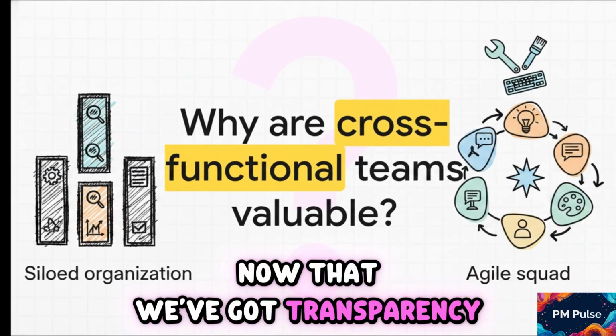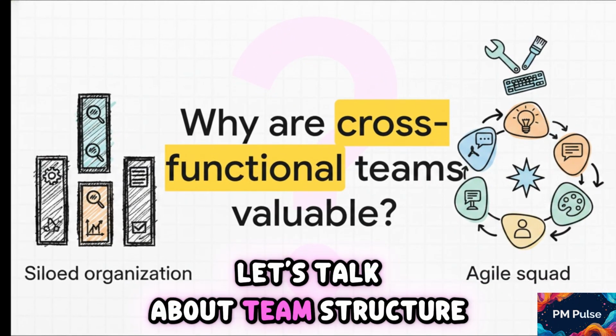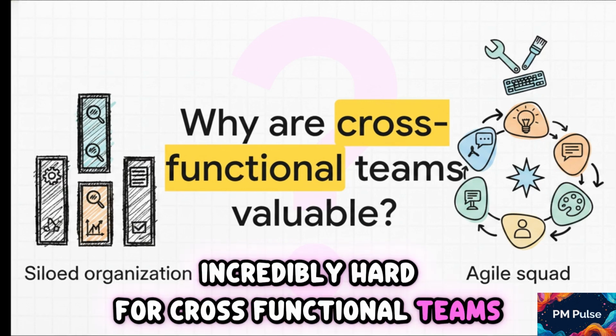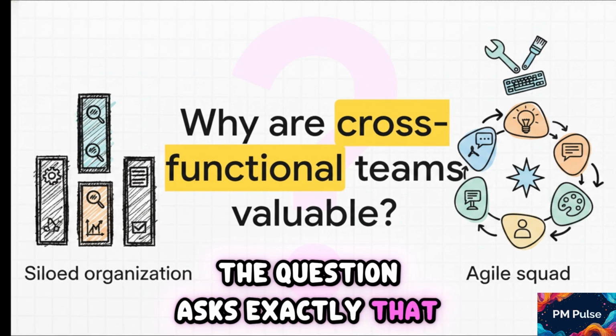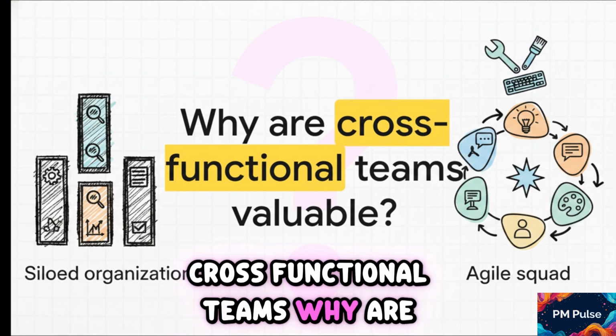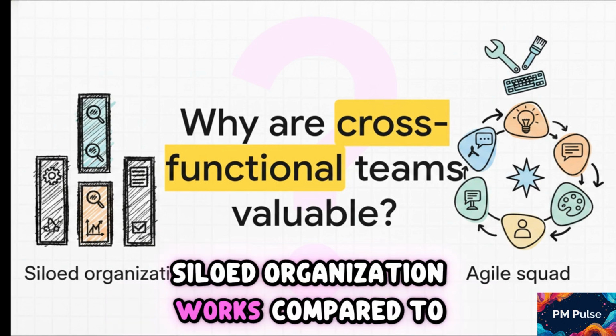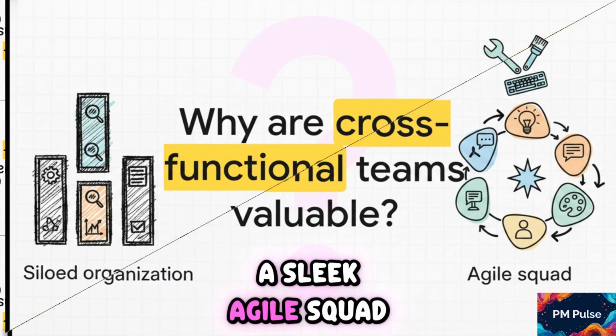Now that we've got transparency nailed down, let's talk about team structure. Why does Agile push so incredibly hard for cross-functional teams? The question asks exactly that. Cross-functional teams, why are they valuable? Think about how a traditional, clunky, siloed organization works compared to a sleek, Agile squad.